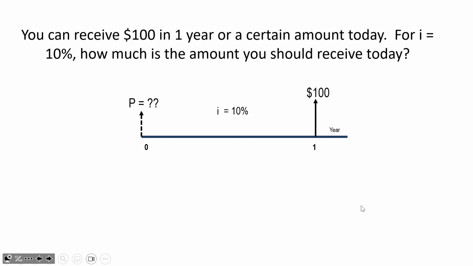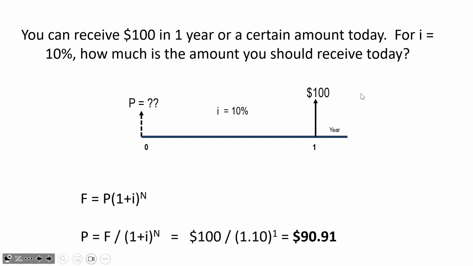This is how we'd illustrate this economic equivalence as a cash flow diagram. Turns out it would be $90.91. So that's how much the $90.91, if you put that into a bank account now, then it would turn into $100 after 1 year, and the interest would be added. So this is saying you can either get $100 in 1 year or a certain amount today. How much should you receive?